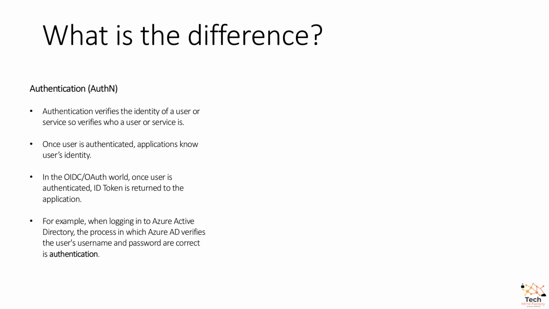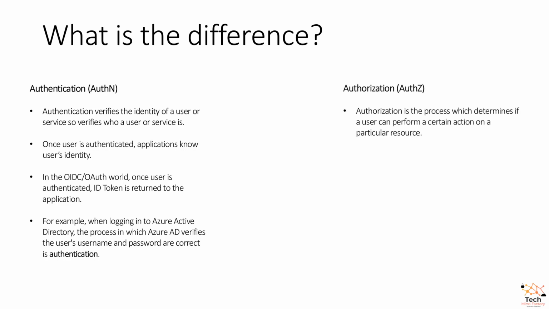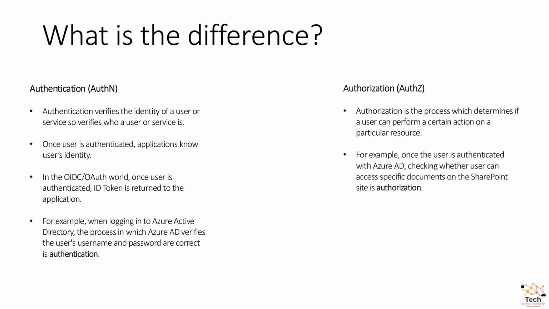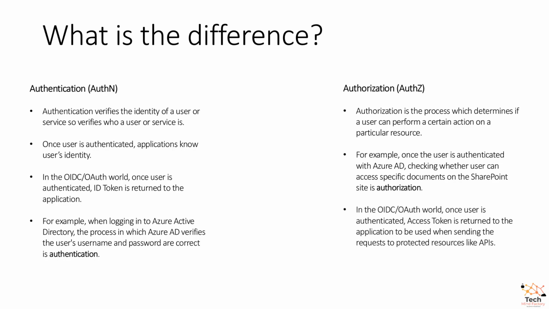For example, when logging into Azure Active Directory, the process in which Azure AD verifies that the user's username and password are correct is authentication. On the other side, there is authorization. Authorization is the process which determines if a user can perform a certain action on a particular resource. For example, once the user is authenticated with Azure AD, checking whether the user can access specific documents on the SharePoint side is authorization. In the OIDC OAuth world, an access token is returned to the application to be used when sending requests to protected resources like web APIs.